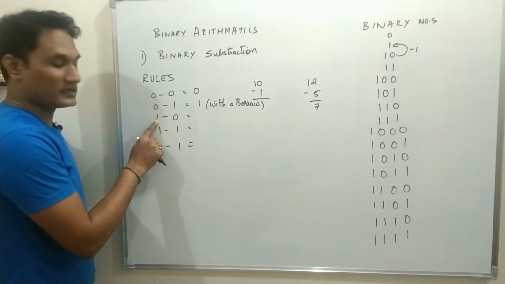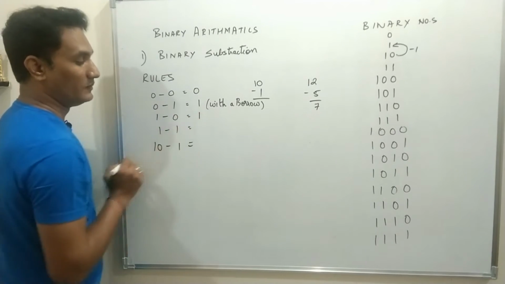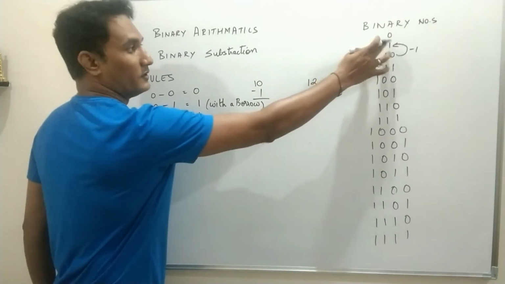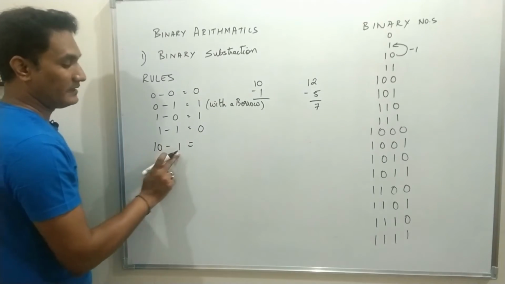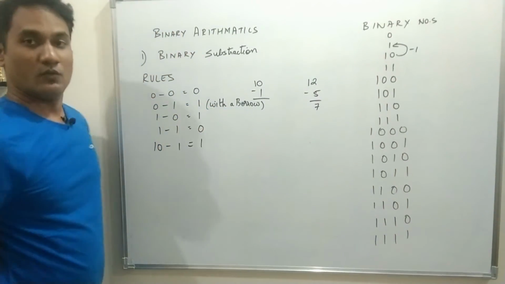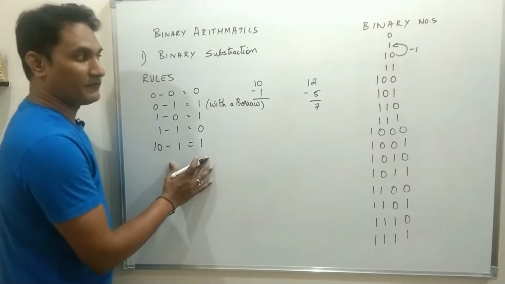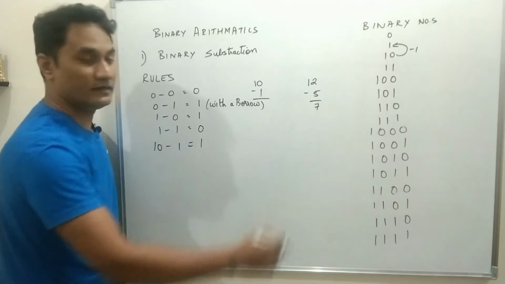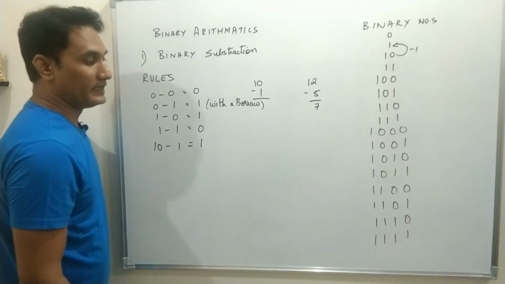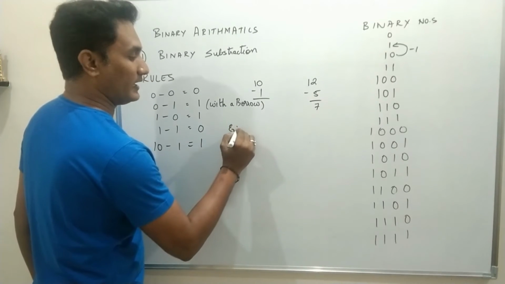The rest of the rules are very easy. 1 minus 0, of course, will be 1. 1 minus 1 will be 0, of course. And 10 minus 1, again, will be the next lower number, which is 1. So these are the rules which we have obtained from the binary number system, and now we are applying these rules to binary numbers.